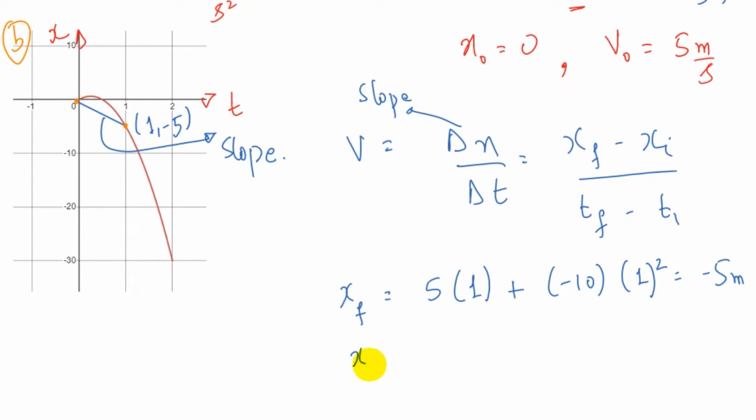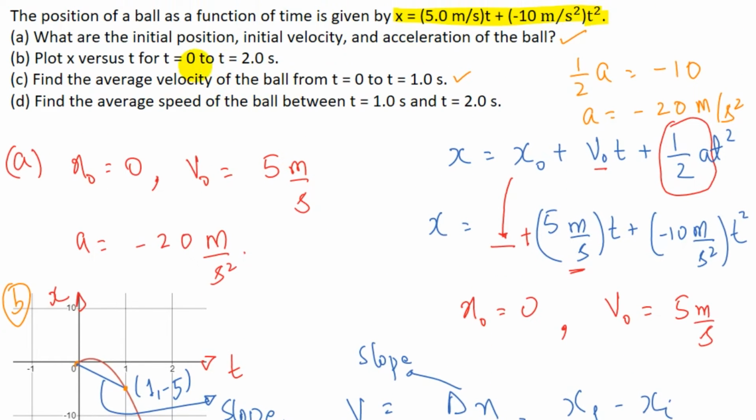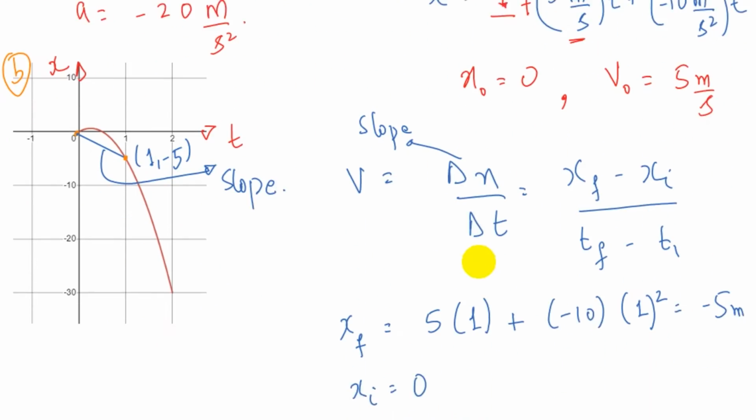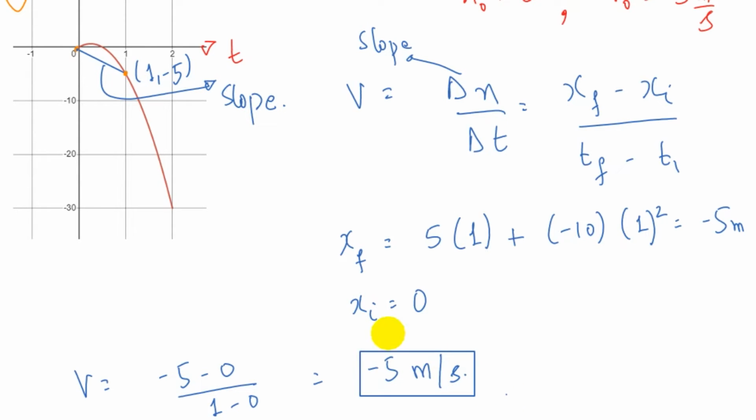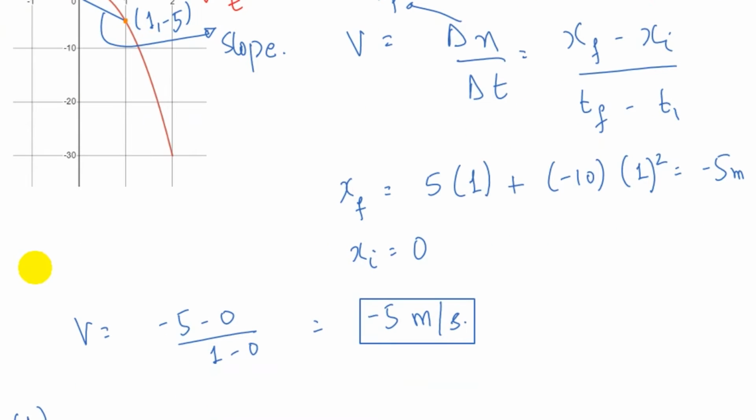Now xi, we know it started from here, so xi would be 0, because here this initial position is 0. Or the other way around, if you put t as 0 here, we'll get x as 0. Now we can easily find the average velocity. So v is delta x, we have xf minus xi, so minus 5 minus 0 divided by tf minus ti. Tf we have 1 second, so 1 minus 0, that would be equal to minus 5 meter per second. So this would be the average velocity in the time interval t equals 0 to 1 second. This is the answer for the C part.